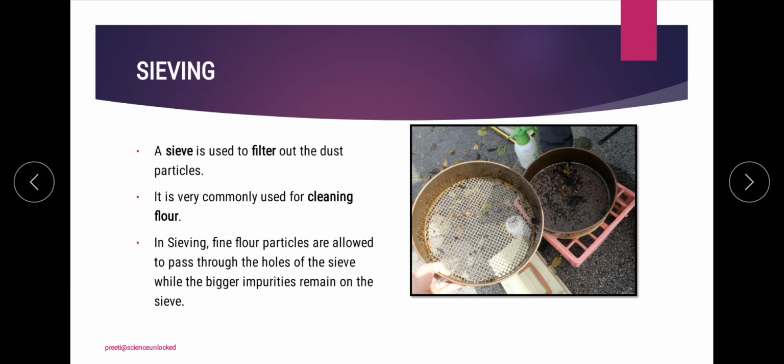The best examples of this process are the filtration of tea that we use in our day-to-day life, and the cleaning of flour that we use for making chapatis and dough. So these are all different ways with which we can separate two components, depending on what the desired and undesired components are, and what properties of those components we can utilize.